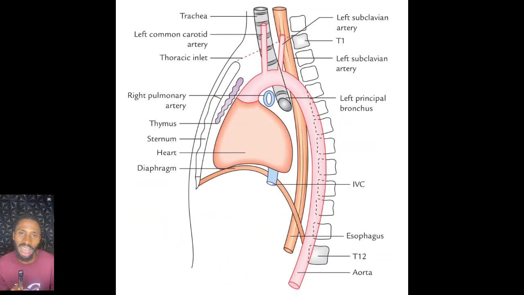The next are the major contents in the mediastinum. So what is contained in the mediastinum? What are all the structures you can find in the mediastinum? So the first one is the thymus. The thymus is the first one.